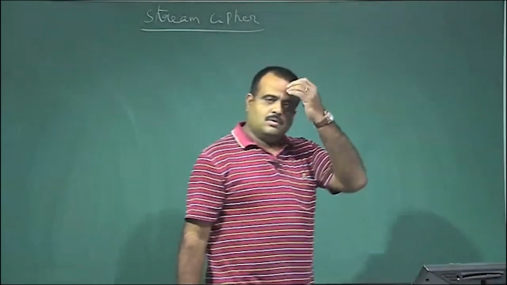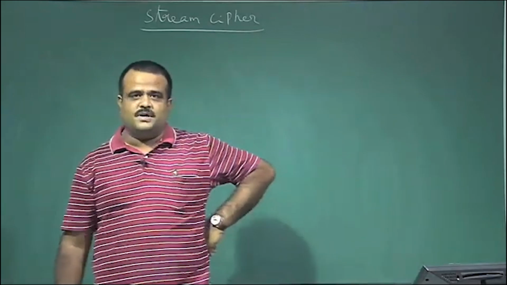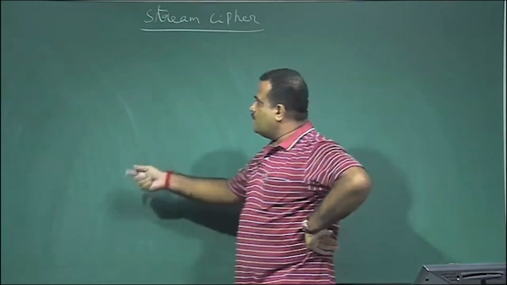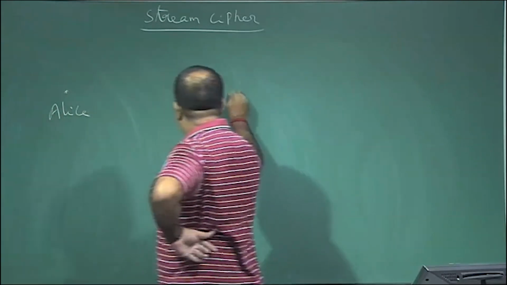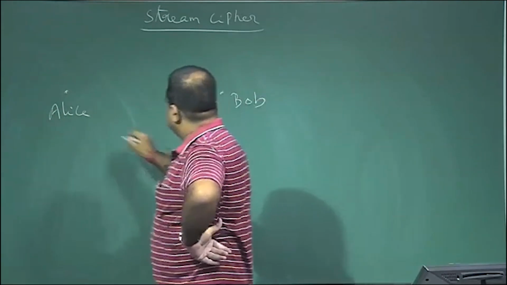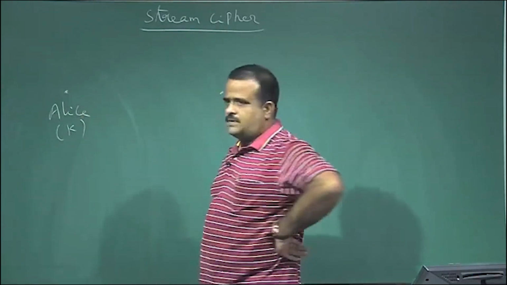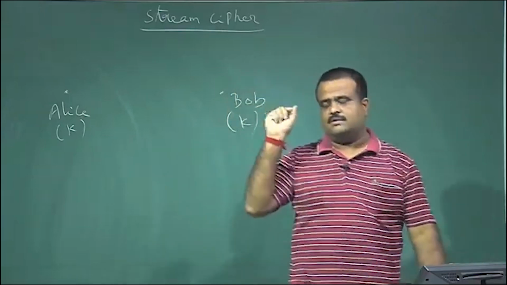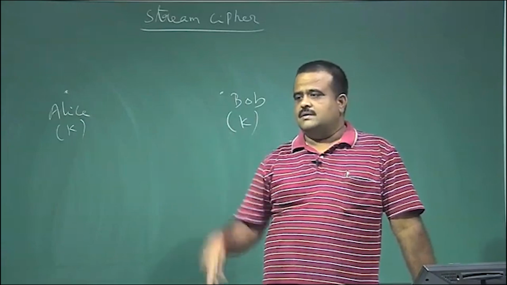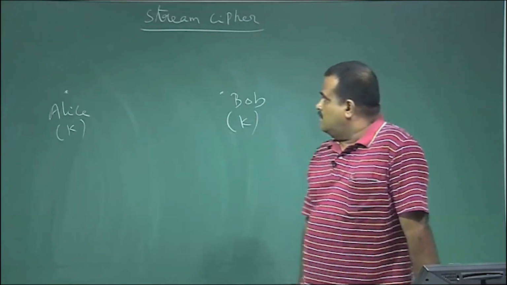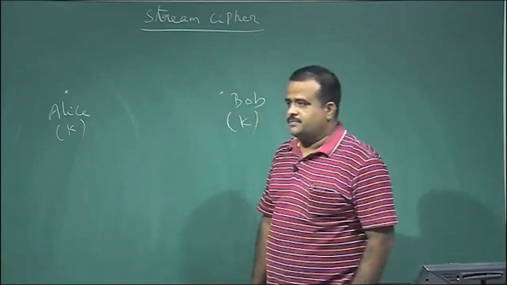Okay, so we talk about another symmetric key encryption primitive, which is the stream cipher. Alice and Bob have a common key K in the symmetric key scenario. Now we have seen in block cipher, we have a function which takes an L bit input and gives an L bit output, those are the blocks. Stream cipher is also another primitive of symmetric key crypto system.